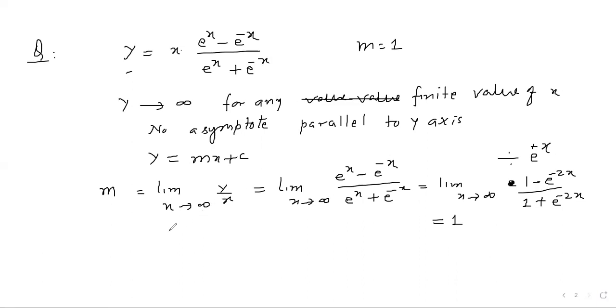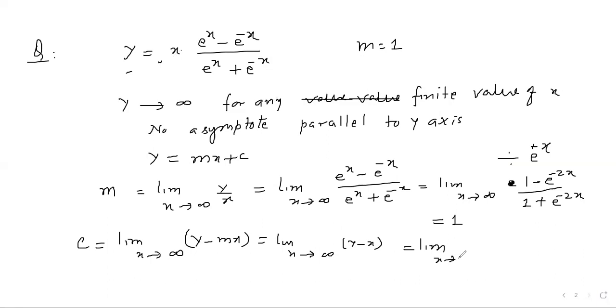Now to determine c, the formula is c equal to limit x tends to infinity of y minus mx. Since m is 1, it is limit x tends to infinity of y minus x. So y is this. We can write it as limit x tends to infinity of x e power x minus e power minus x divided by e power x plus e power minus x, minus x.